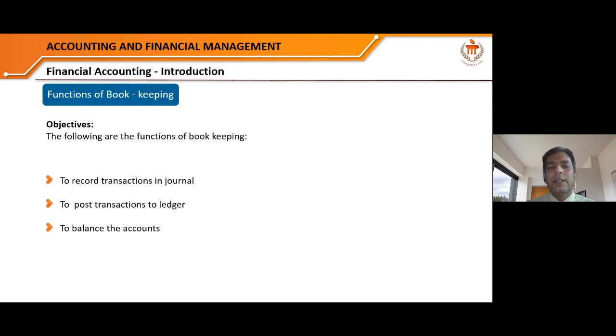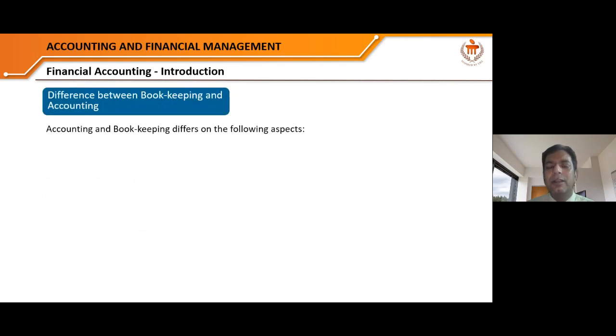Then we balance the accounts. Whatever we have done: how much furniture have I purchased, how much sales have I done, how much money have I collected from my customers, how much machinery have I bought, how much raw material did I buy. All those things are taken care of, and at the end of the day we balance our accounts with the help of bookkeeping.